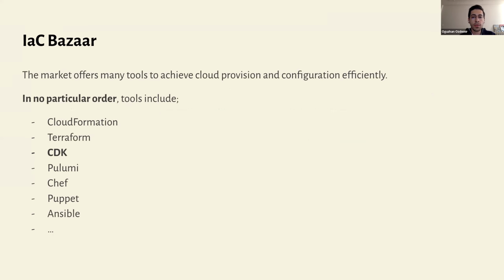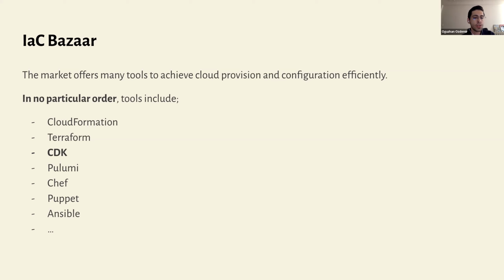In the market, there are different tools that fall into the IAC category. So in no particular order, there are some like CloudFormation, Terraform, CDK, and maybe senior people will know that there are Ansible, Puppet, etc. And these tools, maybe we can separate them into two categories.